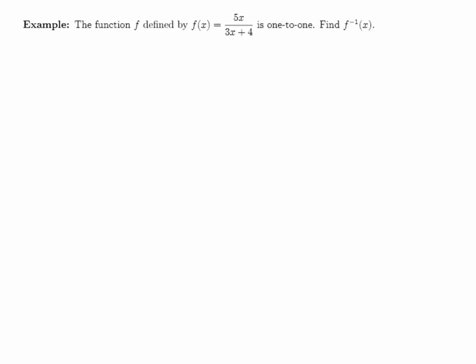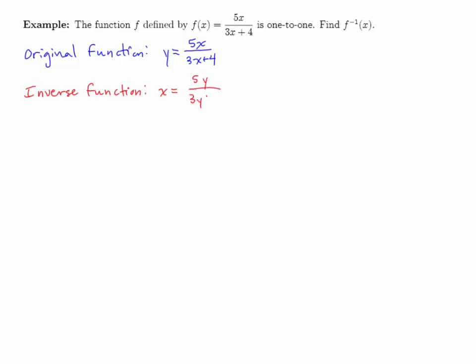So to start, this original function, if we write using x and y, is going to be defined by y equals, and then we've got 5x over this quantity 3x plus 4. So for the inverse function, the role of x and y is going to switch. So for our inverse function, the relationship between x and y will now be x equals 5y over 3y plus 4. And all we essentially did there is change where x and y fall in that original equation.